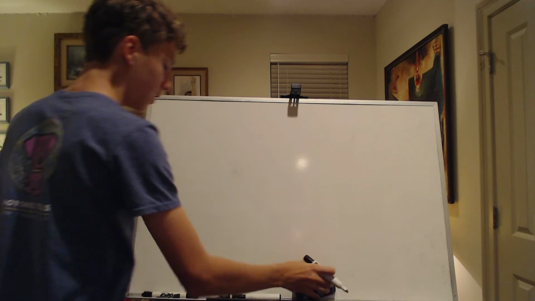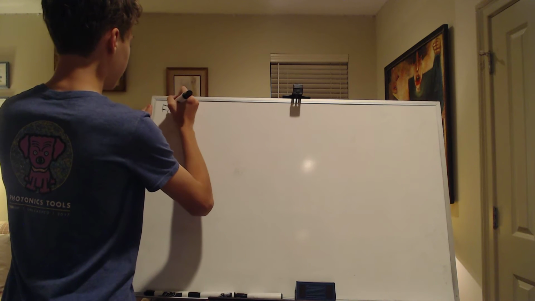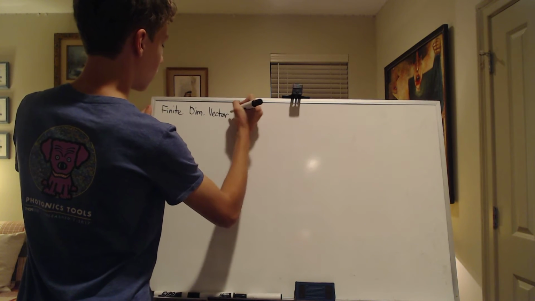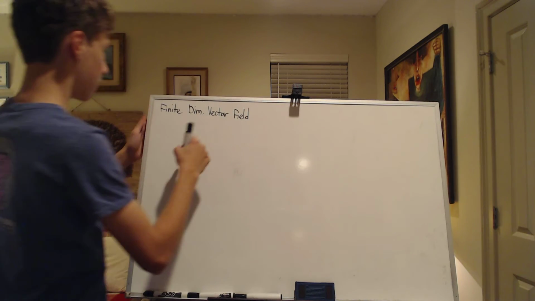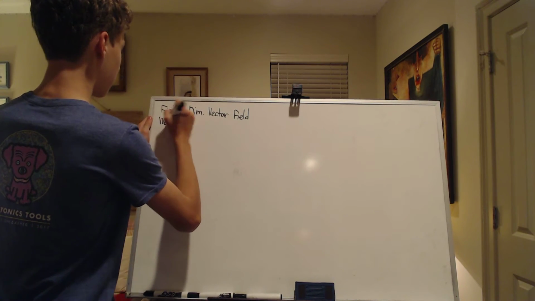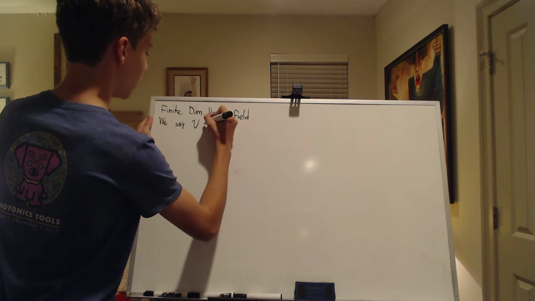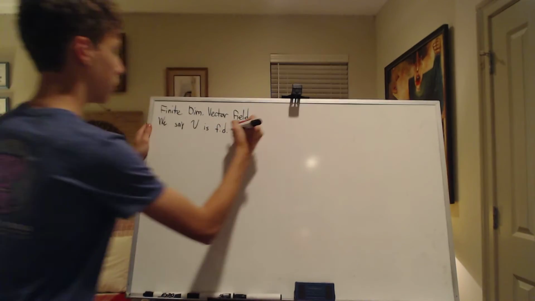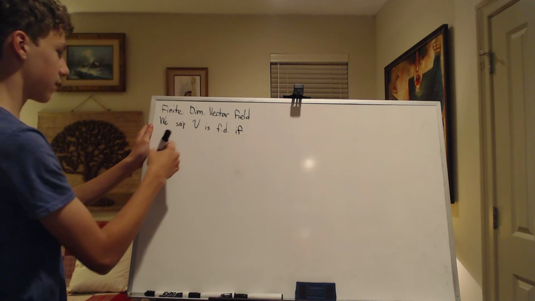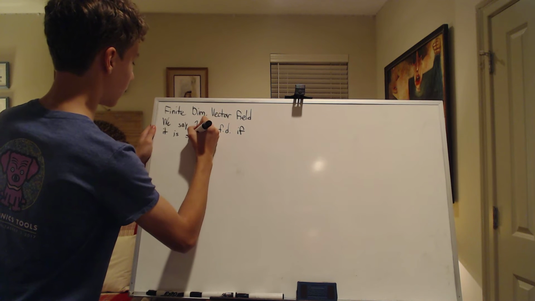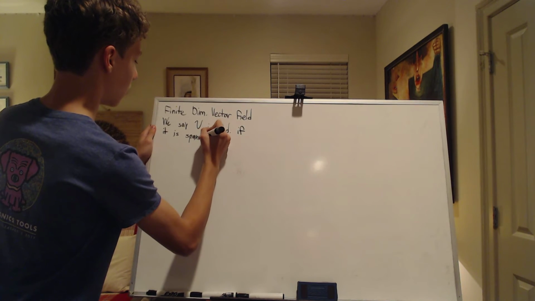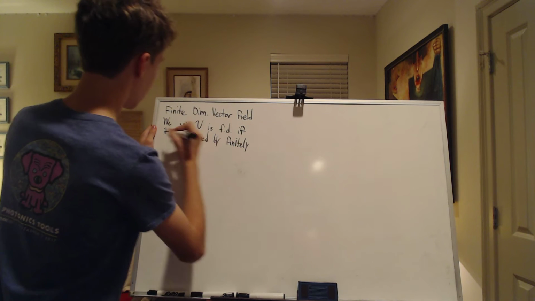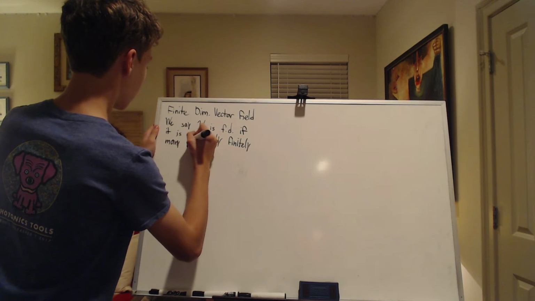So we define finite dimensional vector field. Let me define it again. I'll write it out. So we say V is, now in fact I'll abbreviate it, finite dimensional, FD, if it is spanned by finitely many vectors.